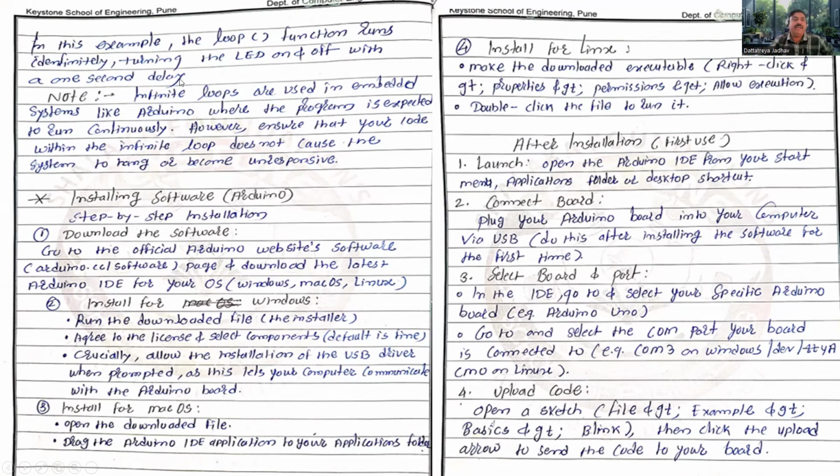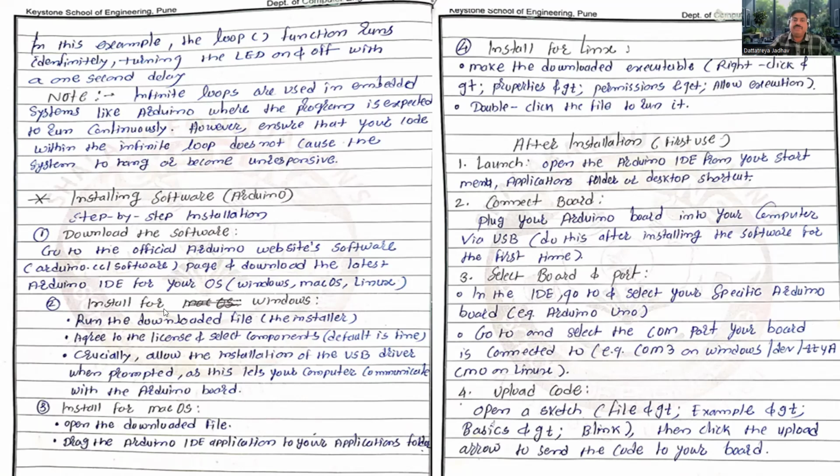So this concept is related to the infinite loop. The same concept is related to the installation of software. How do we install Arduino in your system? There is a step-by-step installation process. First, we have to download the software. Go to the official Arduino website, arduino.cc/software page, and download the latest Arduino IDE for your OS, that is operating system, either Windows, Mac, or Linux. Depending on your operating system, you can download the respective version of Arduino IDE.